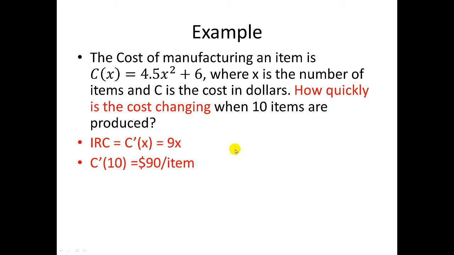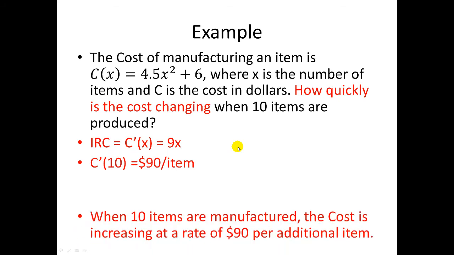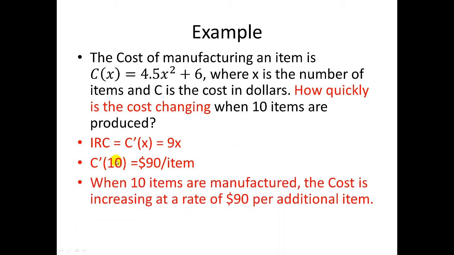That's the units. Finally, to interpret this, you would say: when X is 10, when 10 items are manufactured, the cost, since this is positive, is increasing at a rate of 90 Y units, $90 per additional X unit, per additional item. At 10 items manufactured, the cost is increasing at a rate of $90 per additional item. That's how you interpret.